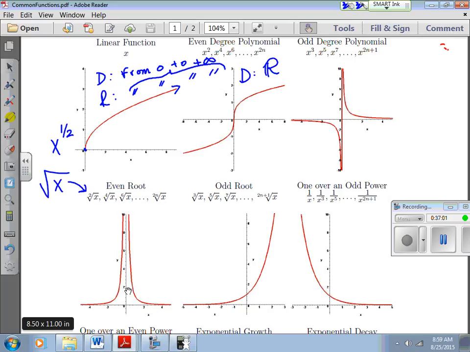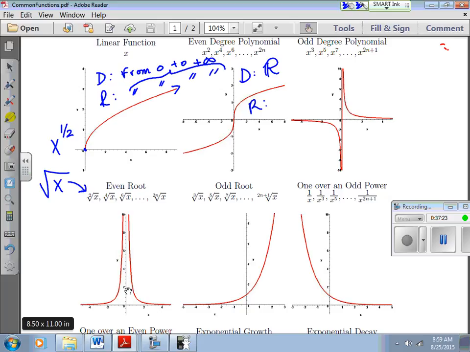You see that I'm starting to just use abbreviations? D means domain. I didn't do that from the beginning though, did I? I just kind of let you gradually get into it. Now, what about the range?